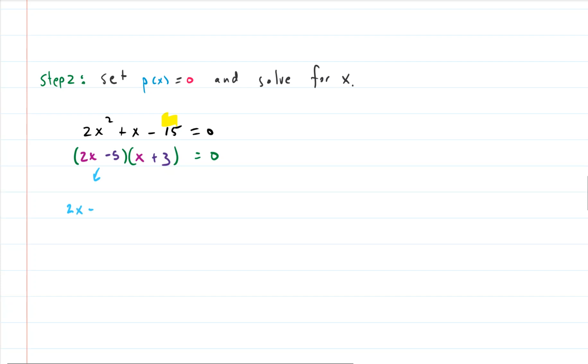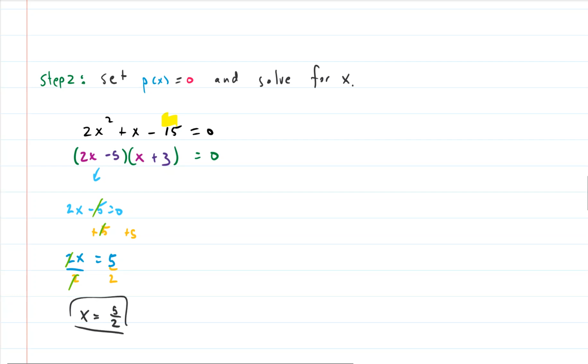So we have 2x minus 5 equals 0. We can add 5 to both sides. That gives us 2x equals 5. Now we can divide by 2, and I get x equals 5 halves. So there's one x value.